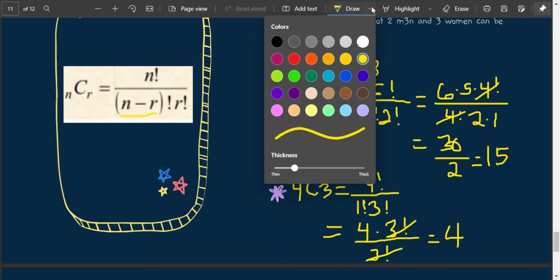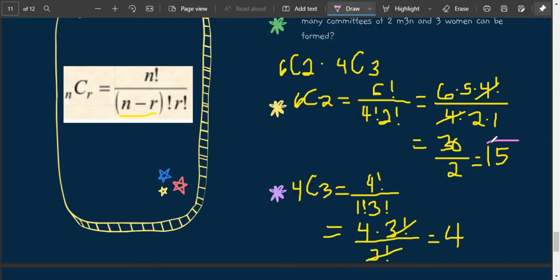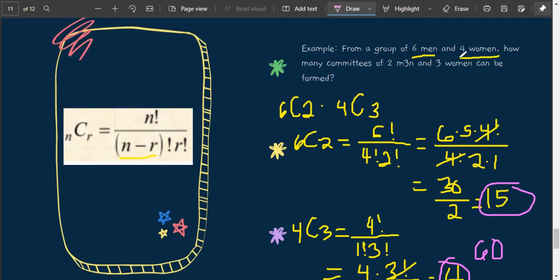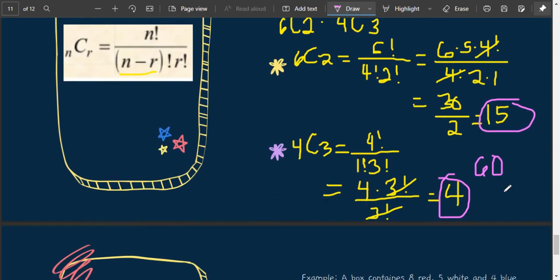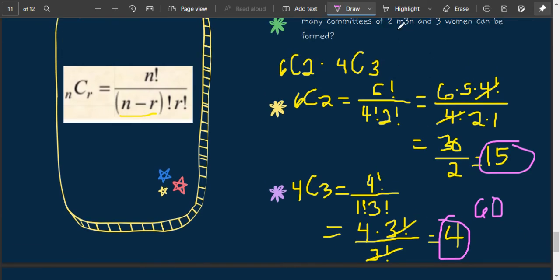Ngayon, ipag-multiply natin itong 15 at itong 4. What is 15 times 4 class? That is equal to 60. So, therefore, there are 60, anong tanong? How many committees? Ayan, 60 committees. Yung pwede mong mabuo na merong 2 lalaki at 3 babae. Okay, so this is your final answer, itong 60. Okay? Gets po? So, sana nagigets nyo, class, ha? Sinushortcut ko na yan. Pero pag-aralan nyo para mabilis lang kayo mag-solve.